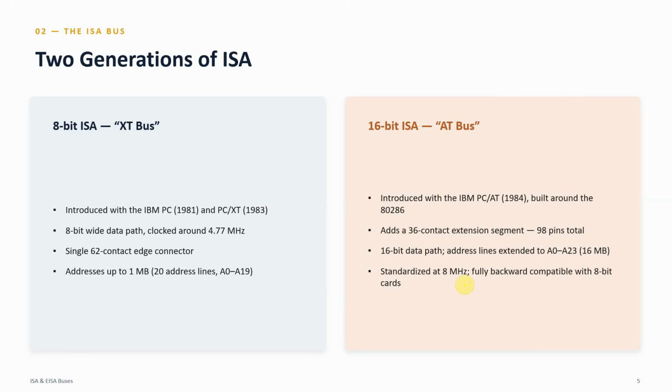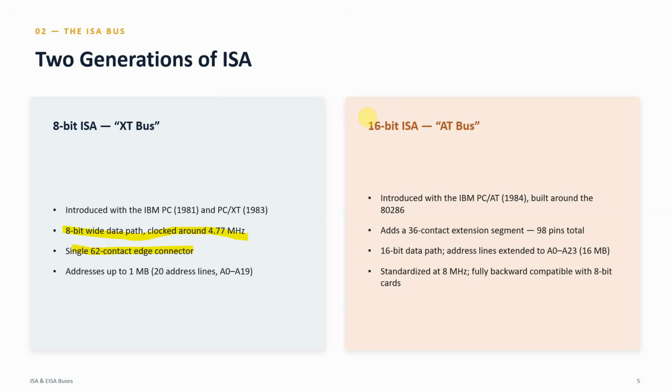Now, there are basically two generations of ISA. One is 8-bit ISA and the other is 16-bit ISA. The 8-bit ISA was introduced by IBM in 1981, with an 8-bit wide data path and a clock frequency of around 4.77 megahertz. It used a single 62-contact edge connector and addressed up to 1 MB, which means it used 20 address lines.